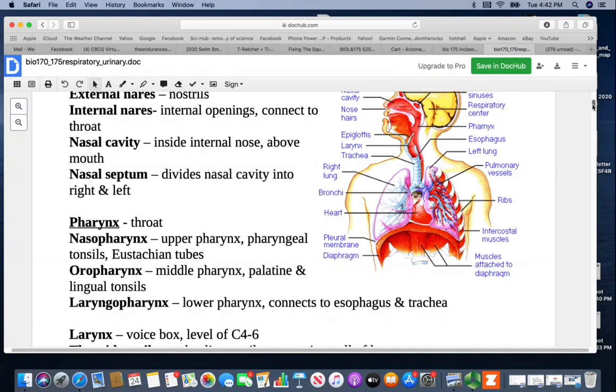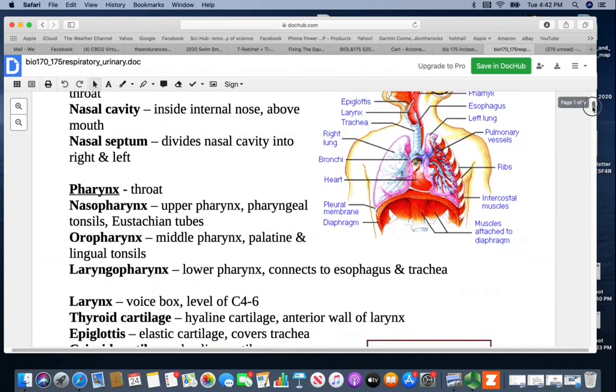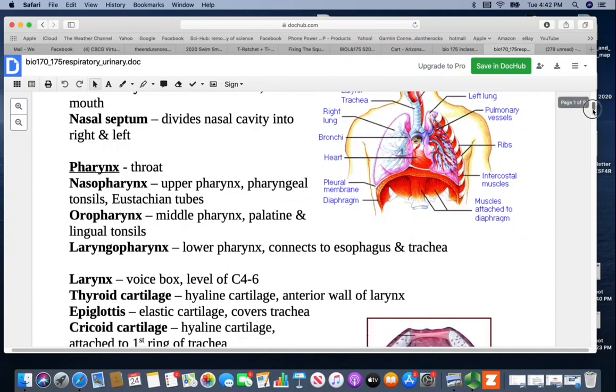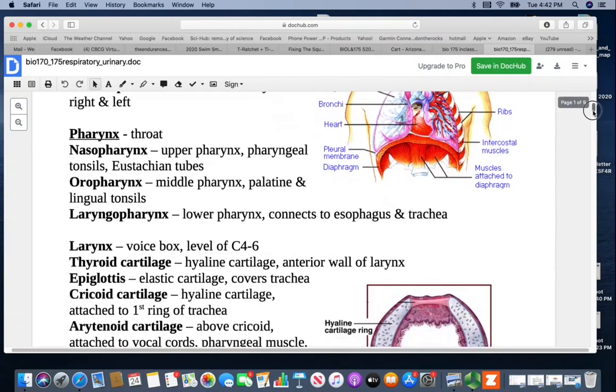So continuing on down the line, we have the larynx, which is your voice box. It's about at the level of C4 to C6. There's cartilages that are going to surround this. The thyroid cartilage is made up of hyaline cartilage. It's going to make up the anterior wall of the larynx. This is the one that will have the Adam's apple in males. It's really just some hypertrophy of the cartilage due to hormone differences.